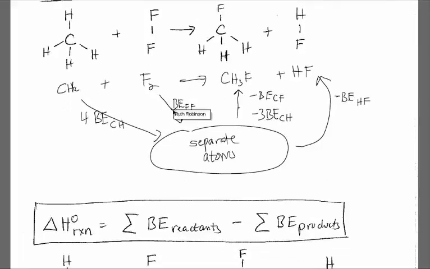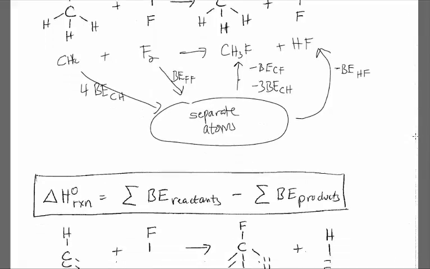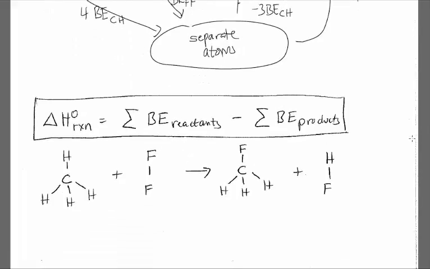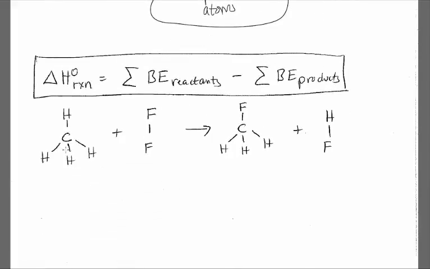And since bond energies are defined as breaking bonds, we end up with a heat of reaction equal to the sum of all the bond energies of the reactants minus the sum of all the bond energies of the products. Now remember, for heats of formation, the heat of reaction is the sum of heats of formation of products first minus reactants. That's because of how they're defined. Bond energies are for breaking bonds. Heats of formation are for forming compounds. So they're opposite.